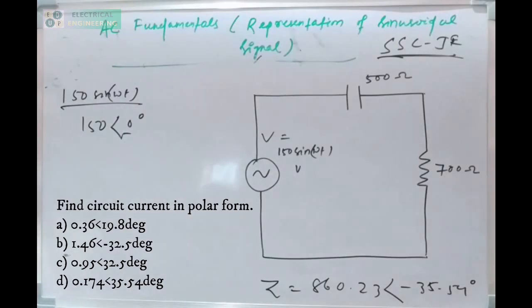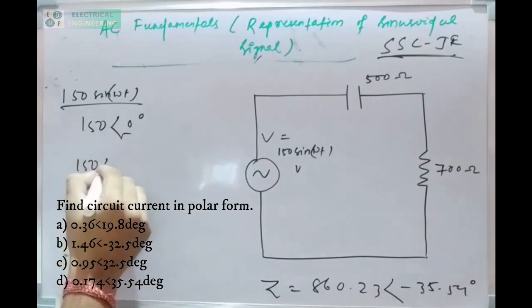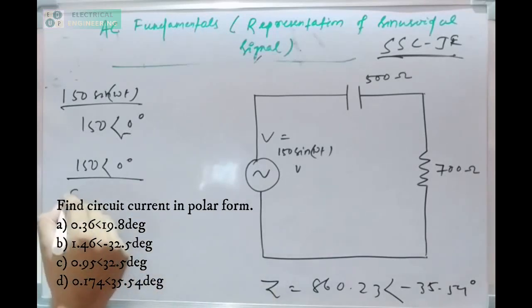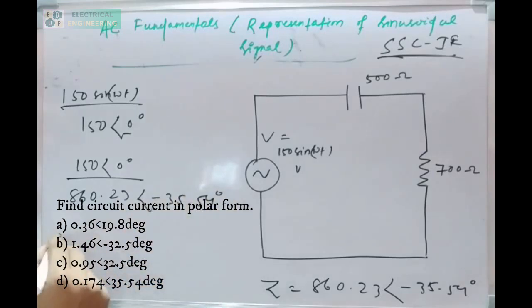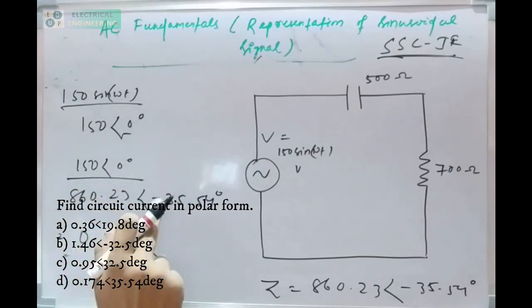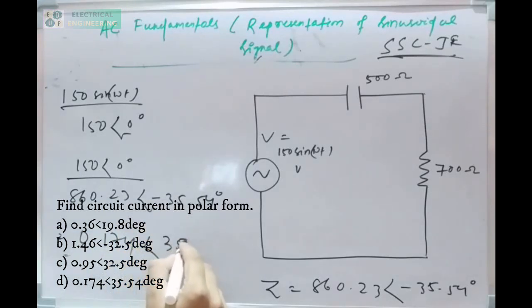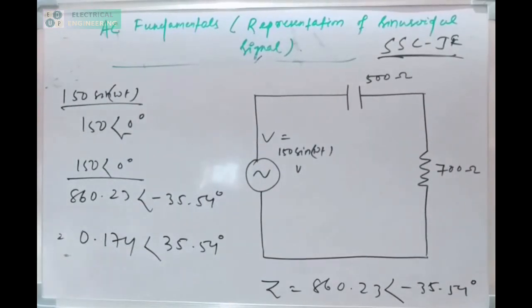So how much will the circuit current be? The circuit current will be voltage divided by impedance. Voltage is 150 angle 0 degree divided by impedance, 860.23 angle minus 35.54 degree. 150 by 860 will give you 0.174, and the angle will be 0 minus minus 35.54 degree, that is plus 35.54 degree. So the answer is 0.174 angle 35.54 degree ampere. That is option D. Let us go to the next question, the second question.